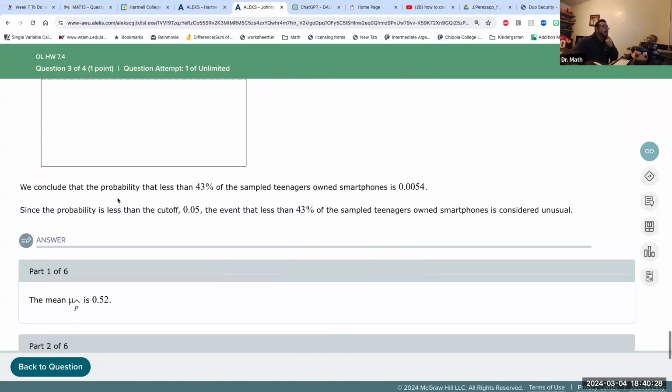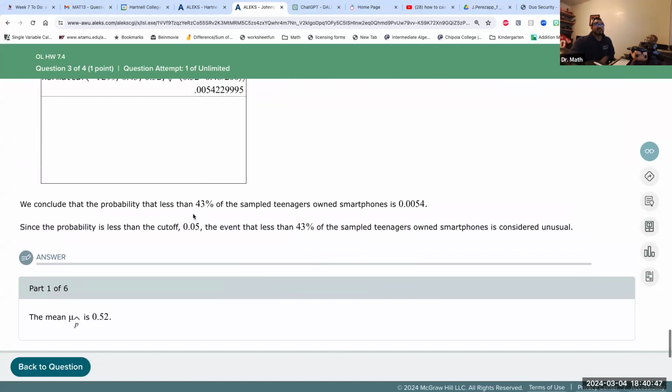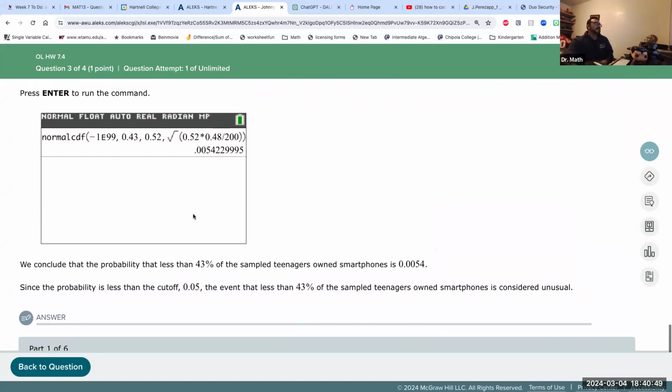So we conclude that the probability that less than 43% of sample teenagers own smartphones is 0.0054. All right, so since this is less than the cutoff, we would consider this unusual. And we're going to talk much more about that headed forward.